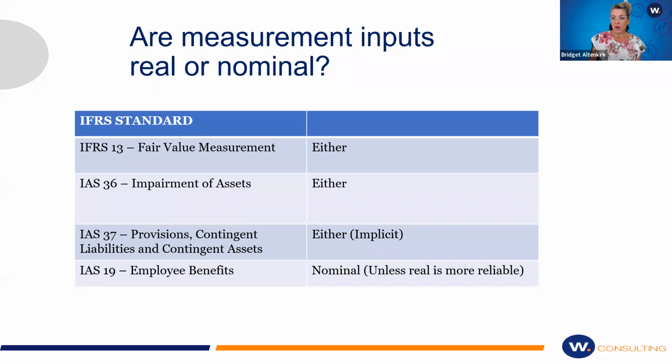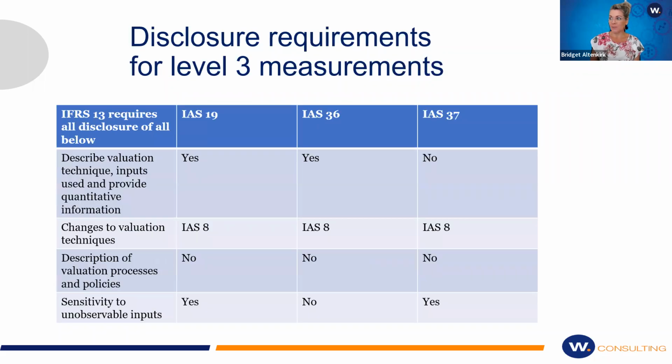Should we be using real or nominal cash flows? In other words, should we look at cash flows that have been adjusted for inflation or not? You can see that three of these standards are actually not prescriptive. Again, remember, we need to be consistent. If you are taking an adjustment for inflation in the cash flows, make sure you don't double count for it in the discount rate. But IAS 19 with employee benefits is the only standard which actually made it clear that we should be using nominal cash flows. So you can see again that there is diversity within the standards.